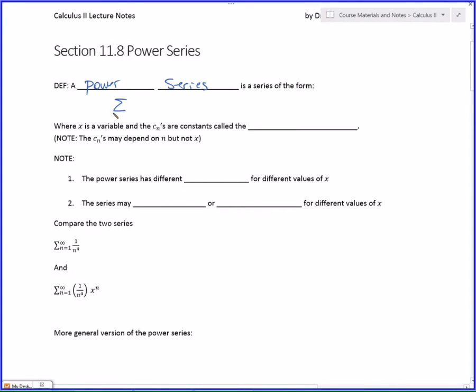Take the sum from n equals 0 to infinity of some constant c sub n times the variable x to the nth power. This is the general form of a power series.